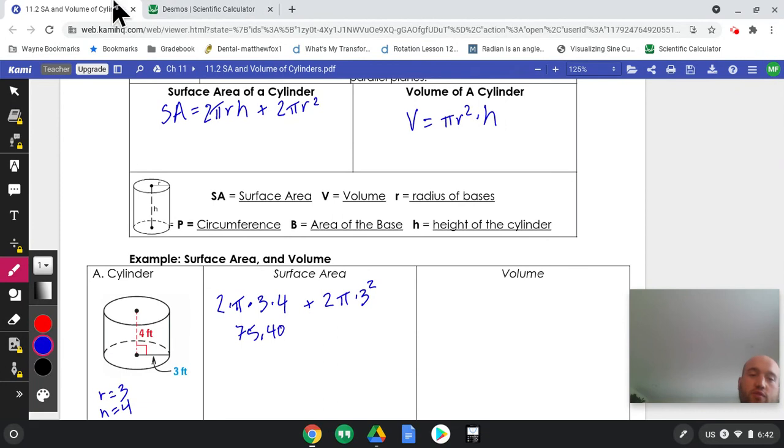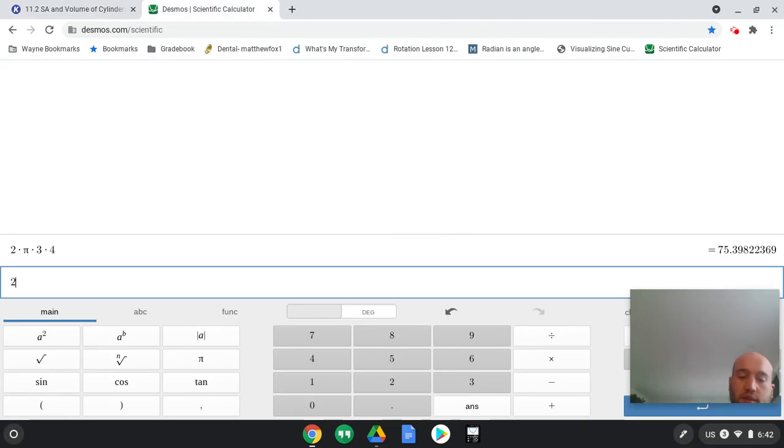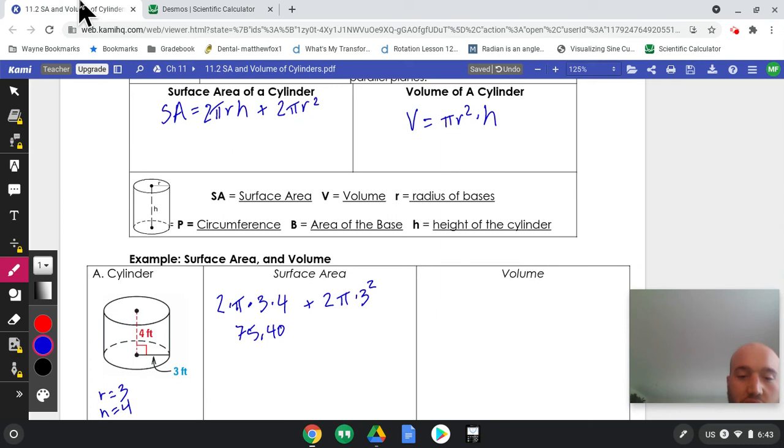Okay, your next one, 2 times pi times 3 squared. So 2 times pi times 3 to the second. 56.548. Once again, round up, so 56.55.